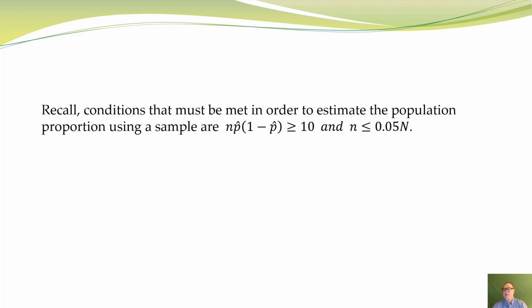Recall conditions that must be met in order to estimate the population proportion using a sample. Remember from our earlier chapter, they were n times p hat times 1 minus p hat must be greater than or equal to 10, and n is less than or equal to 5% of the population.